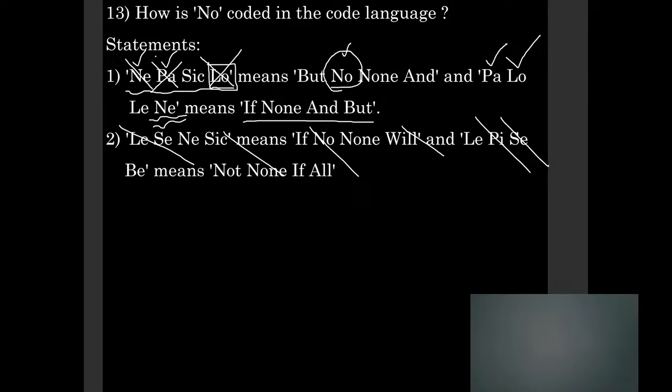When 3 cannot be the answer, then automatically the remaining one, SIC, will be the answer for no. SIC will be the answer for no. So we got this from the first statement alone. From the first statement alone, we got the answer. Now we should check whether we can get the answer from the second statement or not.